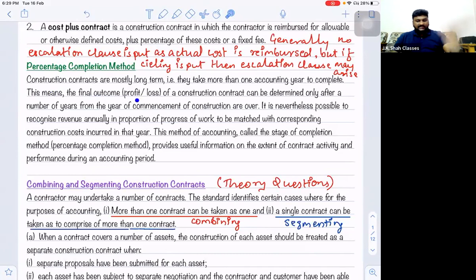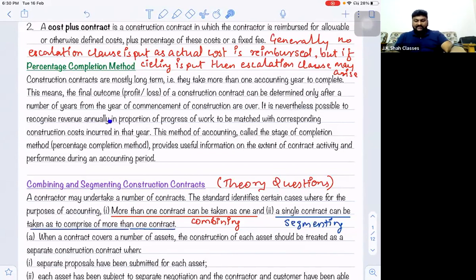This means the final outcome, that is the final profit or loss of a construction contract, can be determined only after a number of years from the year of commencement of construction are over. So technically, sir, whatever is my actual profit or actual loss on the contract can be ascertained only on the completion of the contract. But sir, if in the beginning you are calculating any profit or loss, will that be the actual profit or loss, or an estimated profit or loss? Sir, it will be purely an estimation. So if you are calculating any profit or loss on your contract at the beginning of the contract, it is purely an estimated profit or loss. Because the actual profit or loss you will come to know only at the end of the contract.